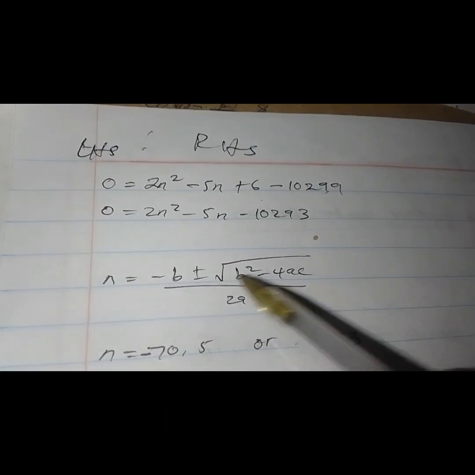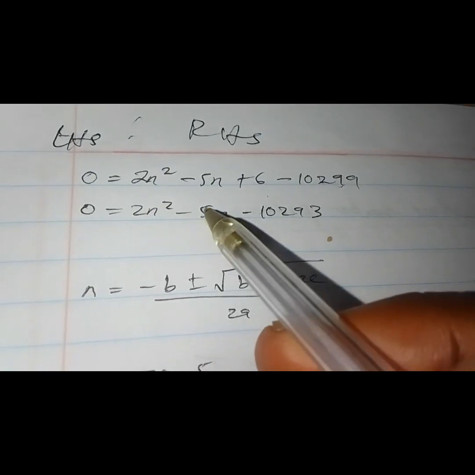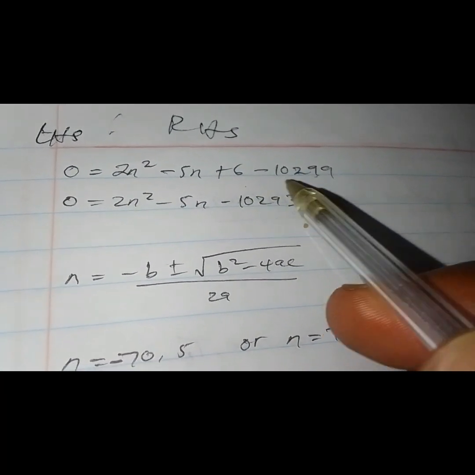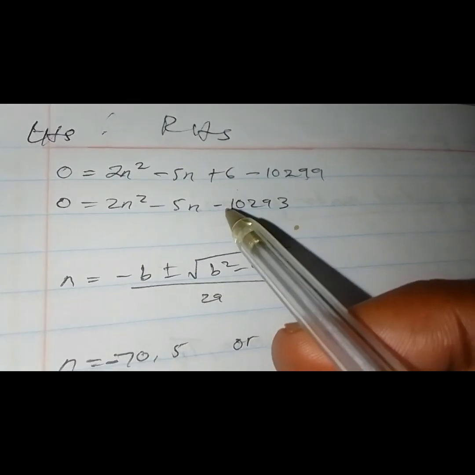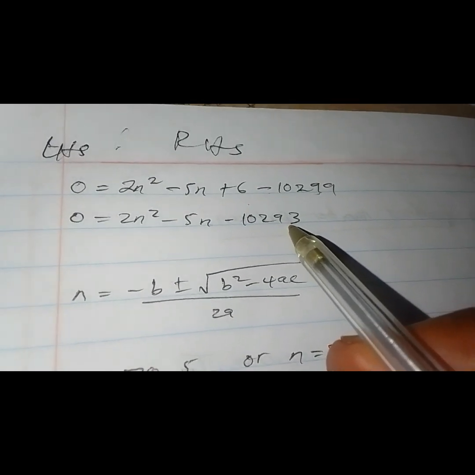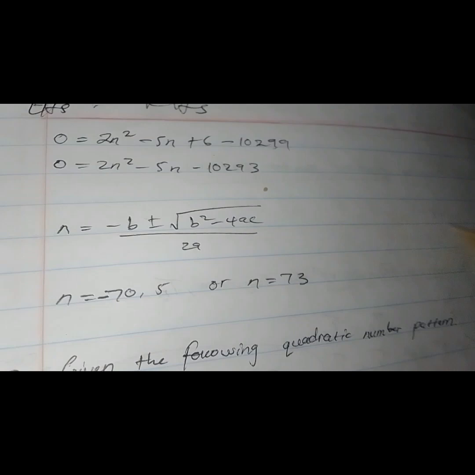Do you get me? So 0 is equal to 2n squared minus 5n, and then 6 minus 10,299. Remember, you always take the sign of the bigger number. That's why here we have a negative 10,293. You feel me? So here's what we did.